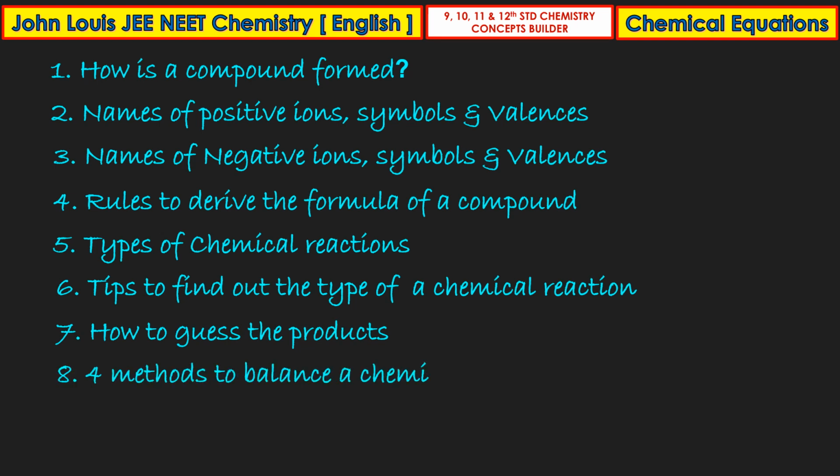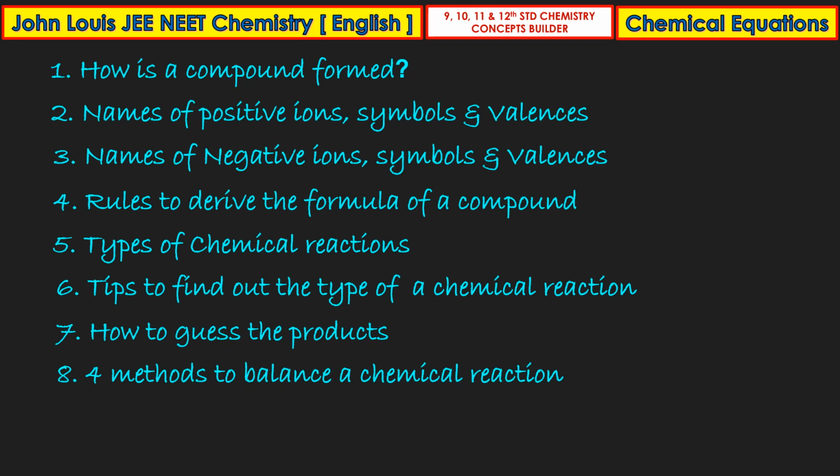And then balancing the equation. We have seen 2KMnO4 plus 16HCl. So how did the 2 and 16 come? The number of atoms of a particular element on the reactant side, that is the left hand side, should be equal to the product side, that is the right hand side. So we need to balance mathematically.